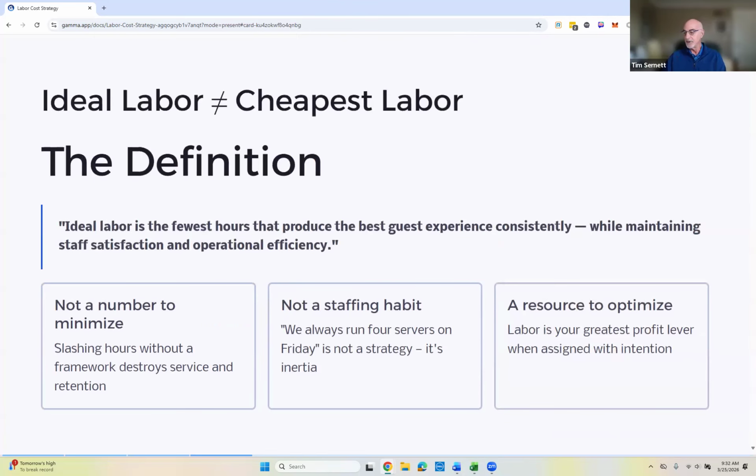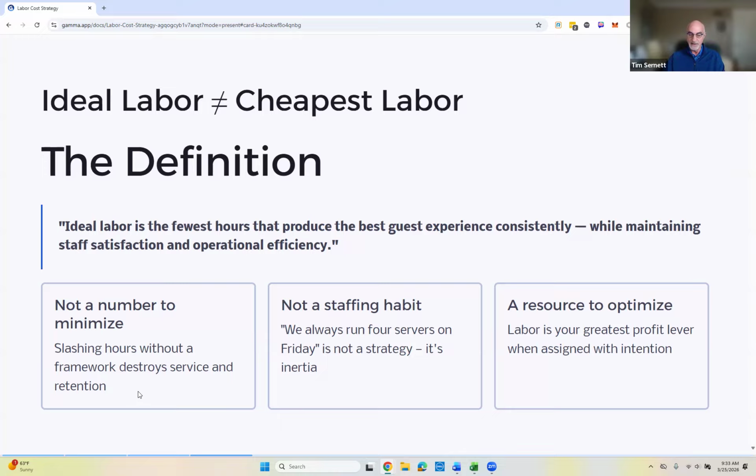So, ideal labor is not the cheapest labor. Let me give you the definition of ideal labor because once you see it, it changes how you think about scheduling, staffing, and every labor decision you make. Ideal labor is the fewest hours that produce the best guest experience consistently while maintaining staff satisfaction and operational efficiency. That's a mouthful. So let's go to the slide and look at the number.